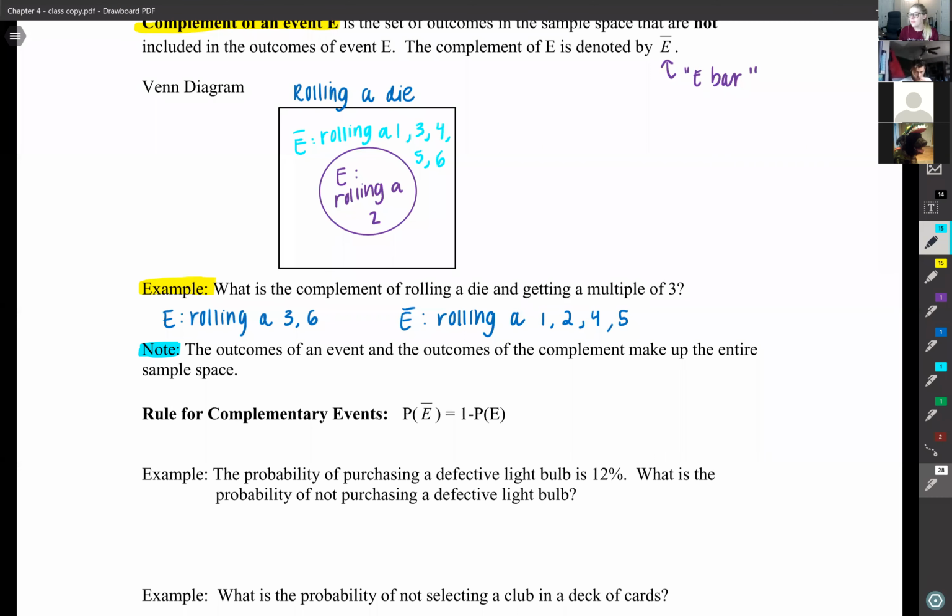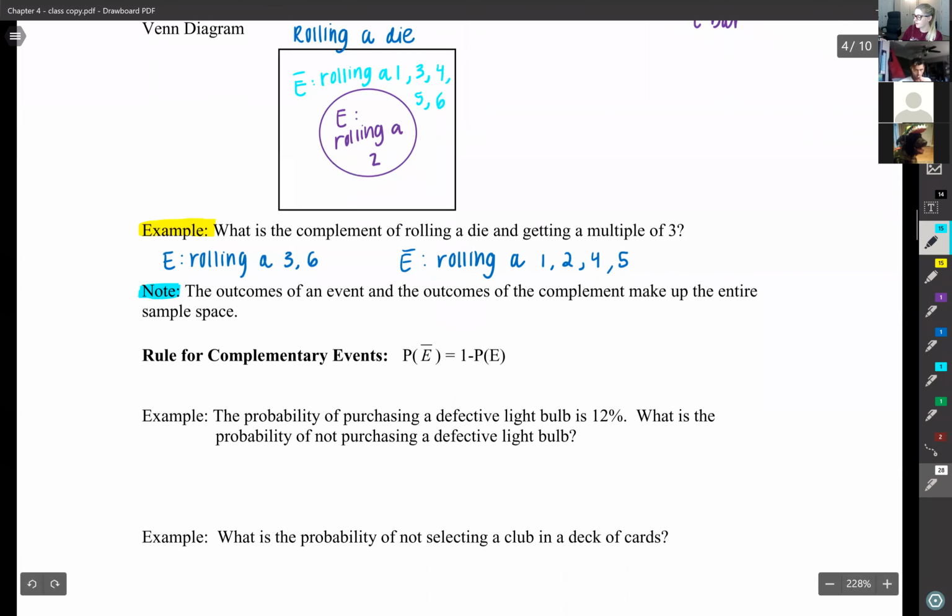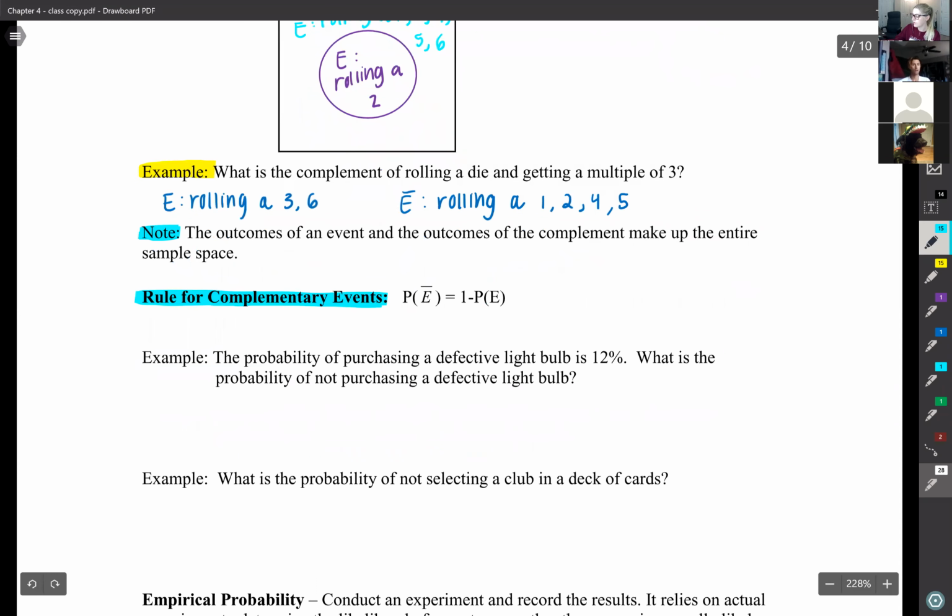Okay, so next we talk about this rule for complementary events, and then we'll apply it, and you'll see why it's helpful. So the probability of the complement of E, or E bar, is equal to 1 minus the probability of E. You can also think about this as the probability of E bar plus the probability of E is equal to 1.